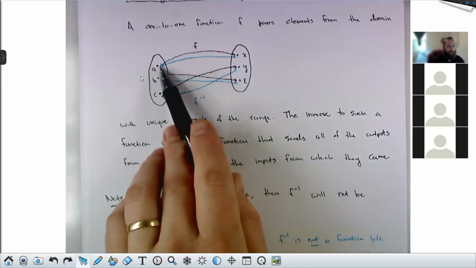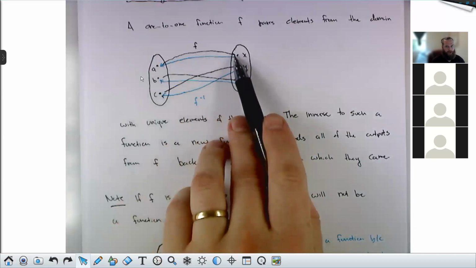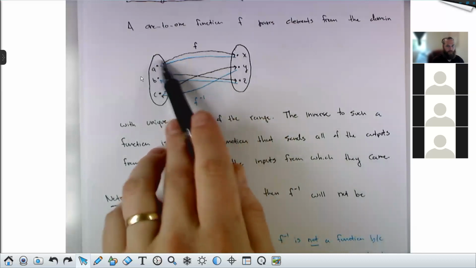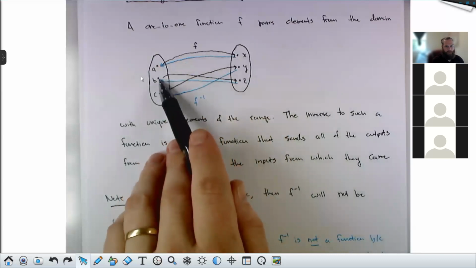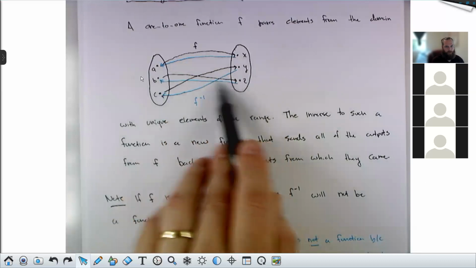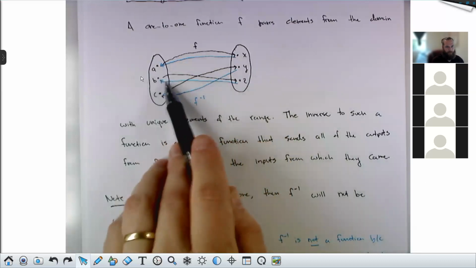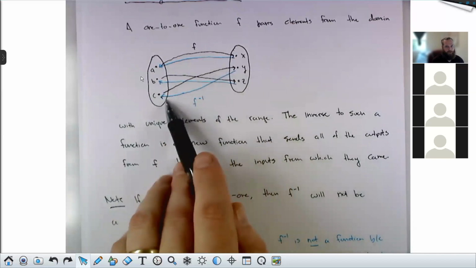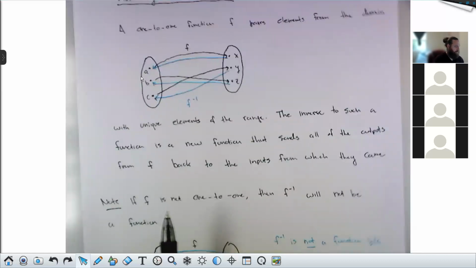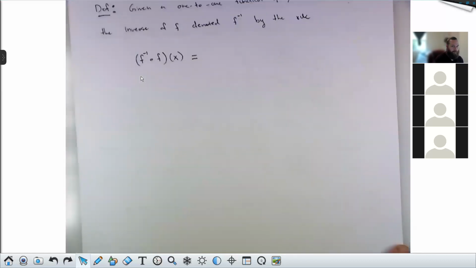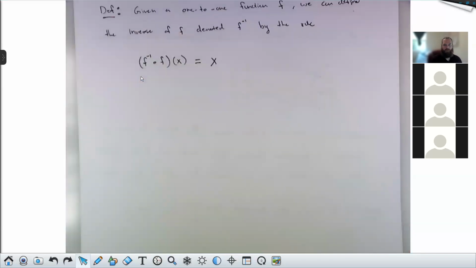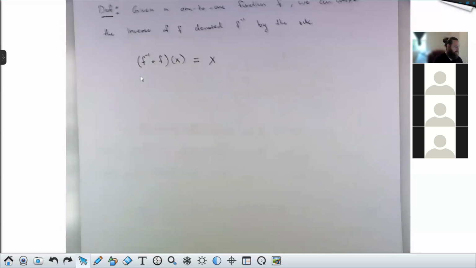So I start at some input, I apply f, and then I apply the inverse to that. I end up right where I started, right? Start at some input, apply the original function, then apply the inverse to that. I end up right back where I started. So f inverse of f of x, it's just x. The two functions undo each other. You end up exactly where you started.